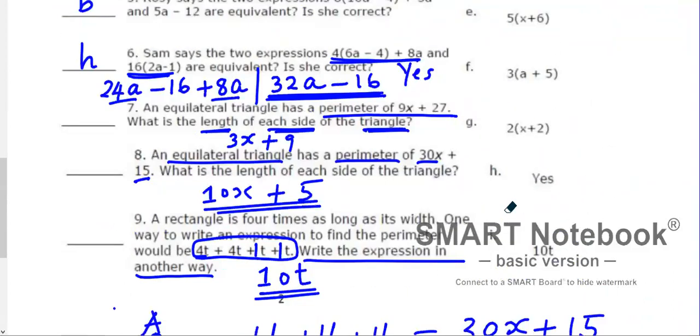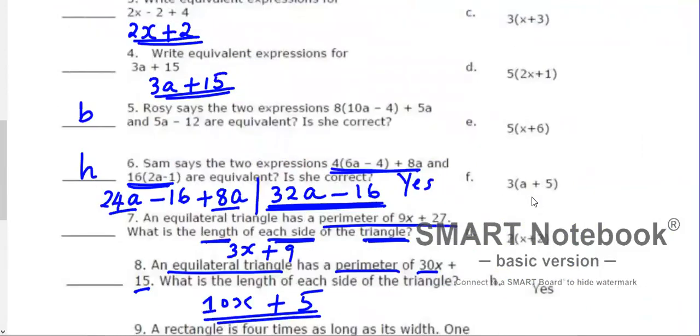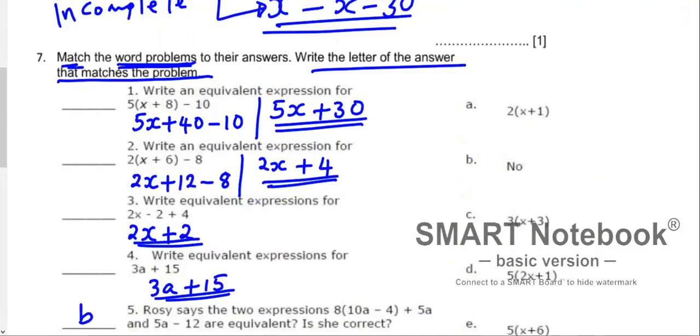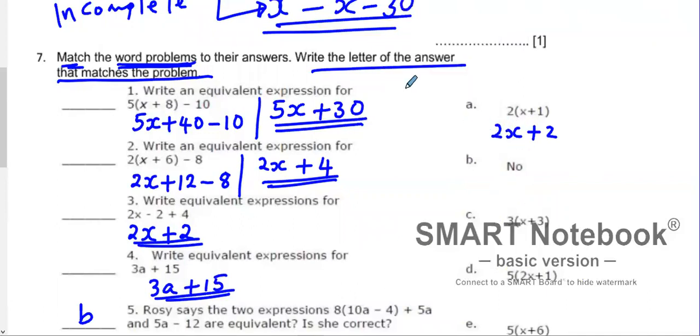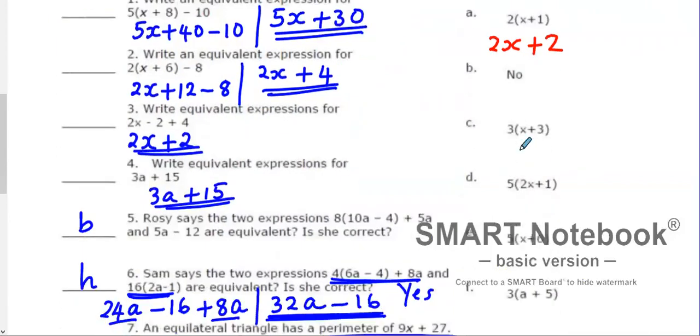Okay? So quickly, let me check the answers if they are simplified. Let me start with the answer in part A. It is not simplified, so I need to simplify by opening the brackets here. So this will be 2 times x is 2x, 2 times 1 is positive 2. Let me change the color, make it a little bit red. So this will be 2 times x is 2x, 2 times 1 is 2, so that answer simplifies to that. This one is done.